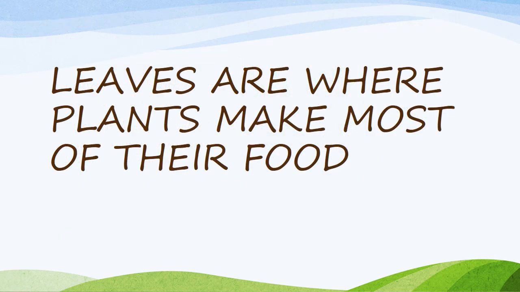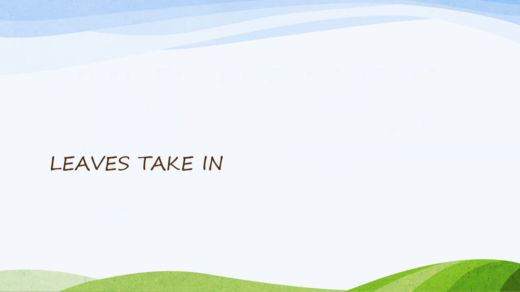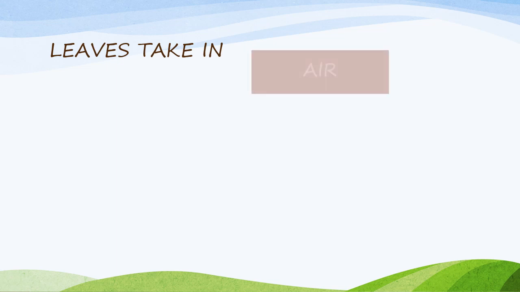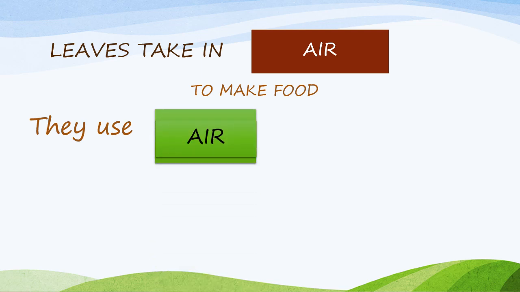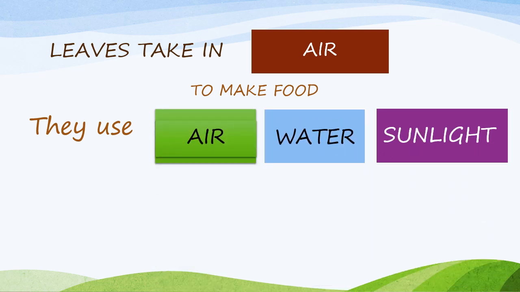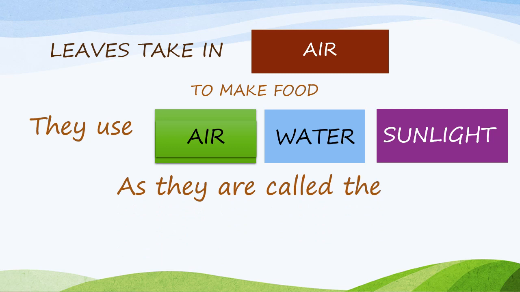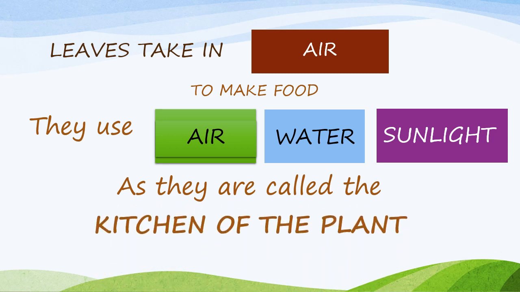Leaves are where plants make most of their food. So leaves are where plants make most of their food. Leaves take in air. Okay. To make food, they use air, water, and sunlight, so they are called the kitchen of the plant. So the leaves are called the kitchen of the plant. And there is a process called the making of food. What is that process called? That process is called photosynthesis.